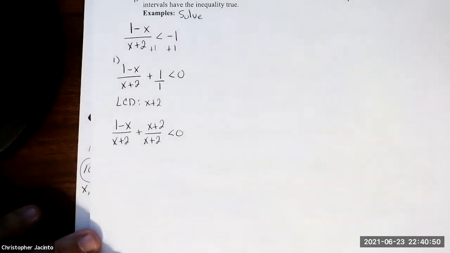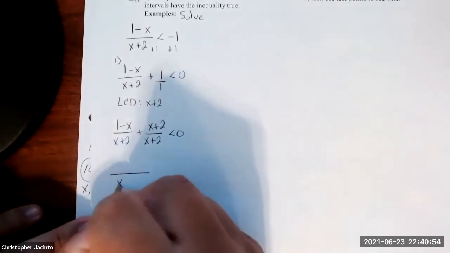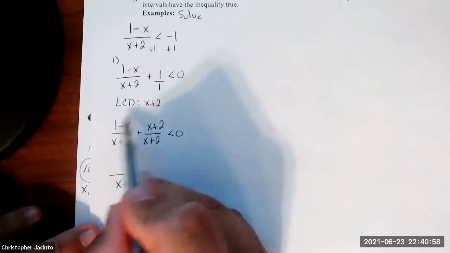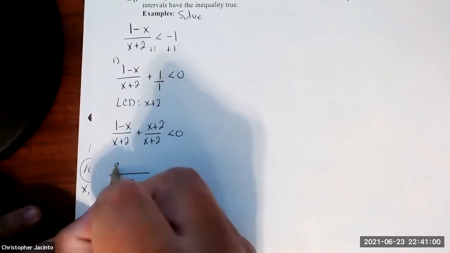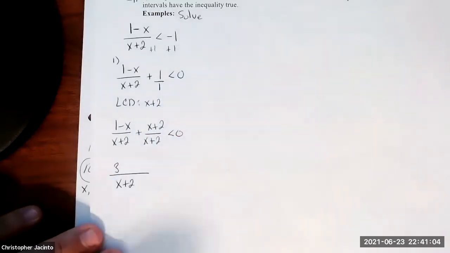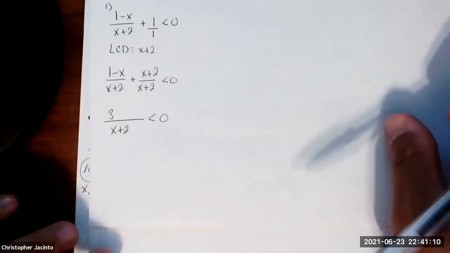All right, so now add fractions together. So it's going to be all over x plus 2. We're just going to add the tops together respectively. So 1 plus 2 is 3, and then x plus x cancels. So we just get exactly that.